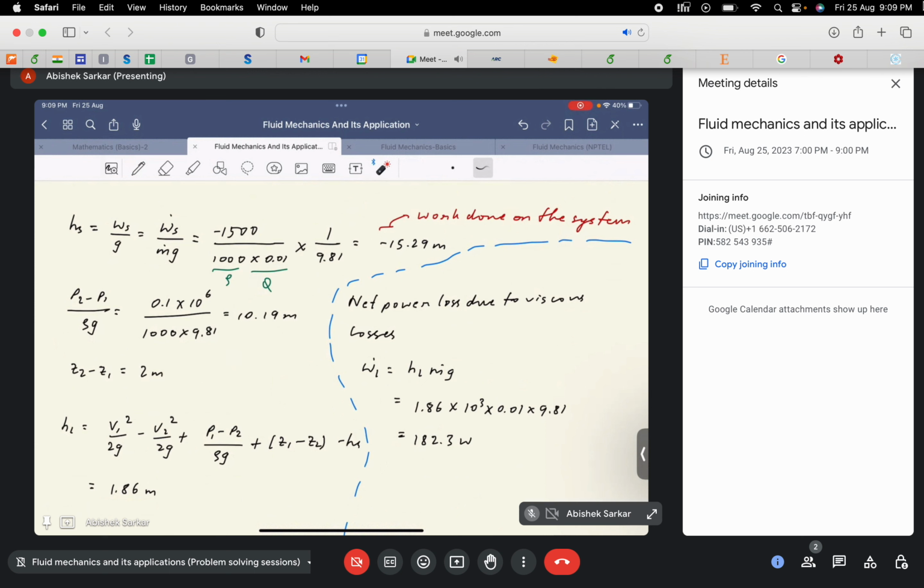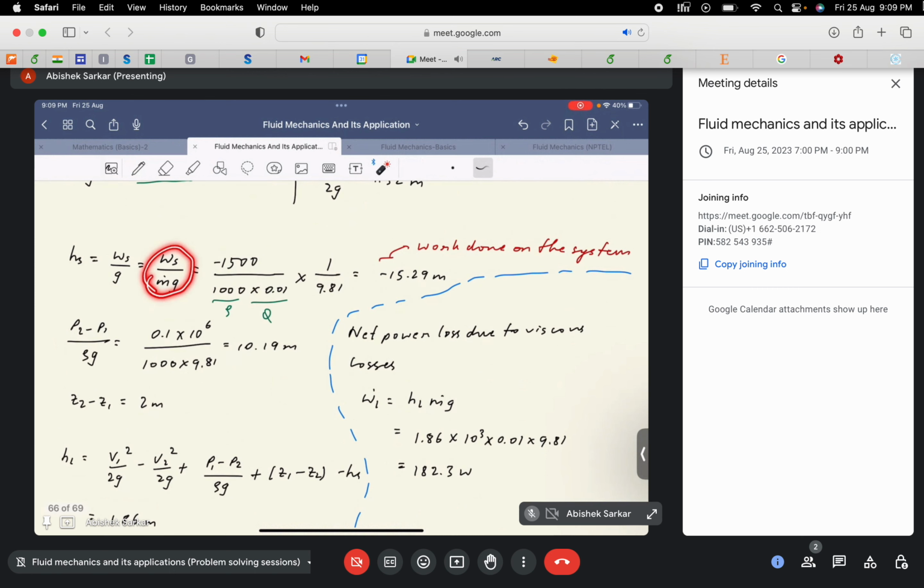Now we need to find out the net work or the power loss due to the viscous losses. So we get W dot L is equal to HL M dot g. Just this equation itself: HL is equal to W dot L by M dot g. From this equation we evaluate the W dot L, and we get 182.31.